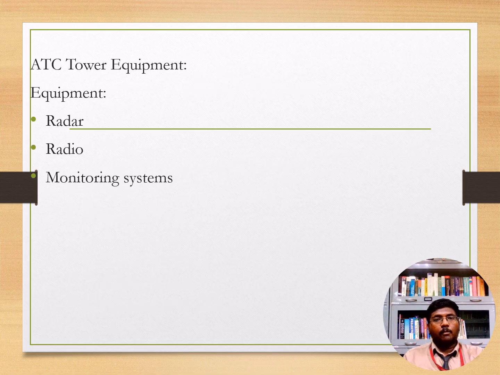Next we see what are the equipment present in ATC towers. There are three different types of equipment present. They are radar, radio, and the monitoring system. By using these three different types of equipment, we can control the entire aircraft movements.